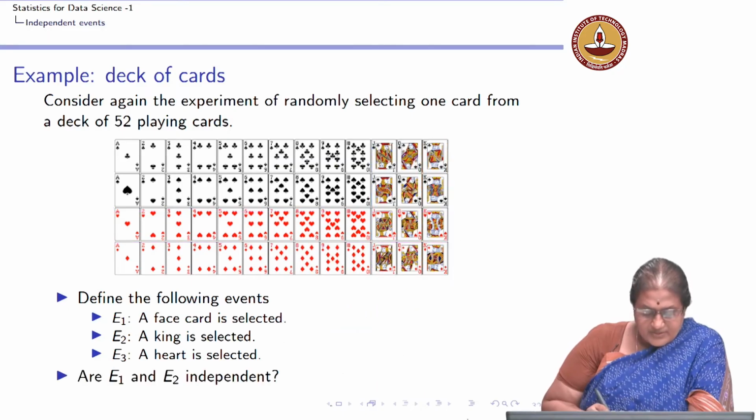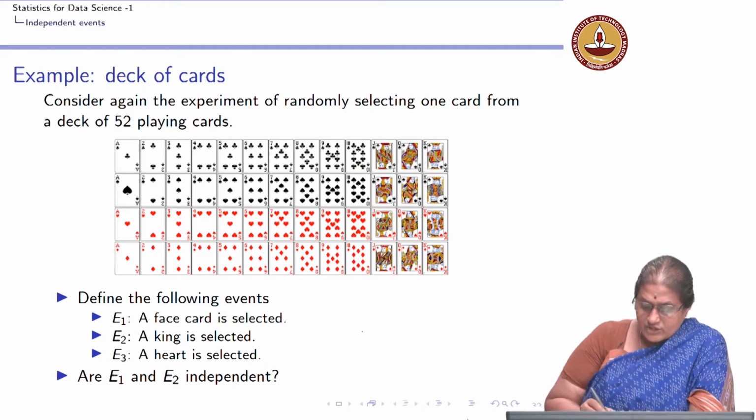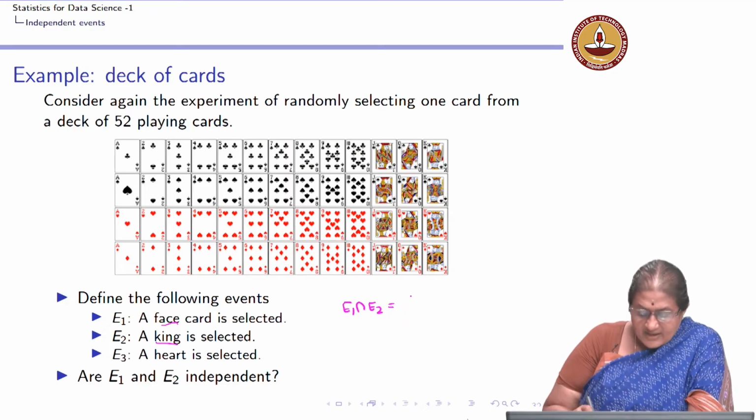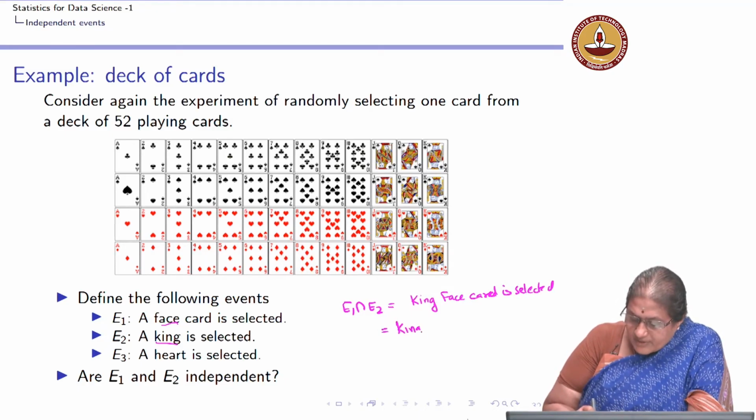Now, the question that is being asked is, are E1 and E2 independent events? So, now let us understand what E1 intersection E2 is. E1 is a face card, E2 is a king. So, E1 intersection E2 is the event that a king face card is selected, which is equivalent to the probability a king is selected.